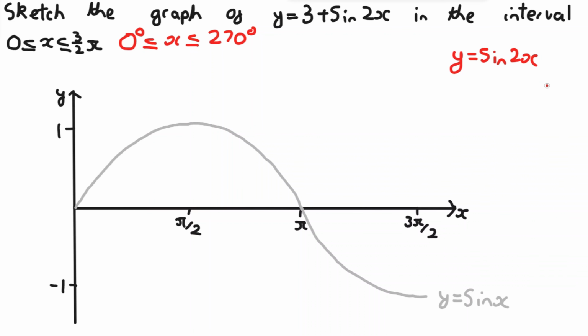It's an inside the function stretch, so therefore it's going to squeeze everything by 2 in the x direction. So therefore this here, this maximum, is now going to become here. So it's going to come up like this to here, where this is at pi over 4, and then this root here at pi is now going to be at pi over 2, so this is going to come down here to here at pi over 2, and then this minimum here at 3 pi over 2 is now going to be at 3 pi over 4.